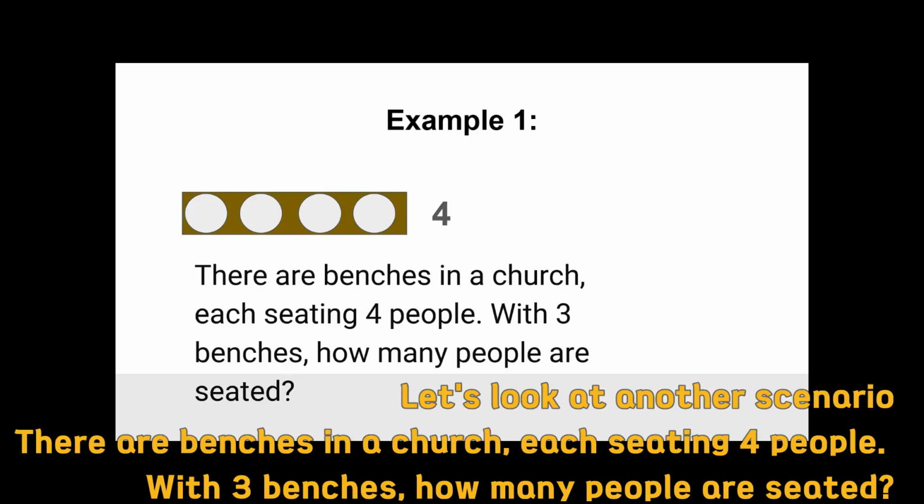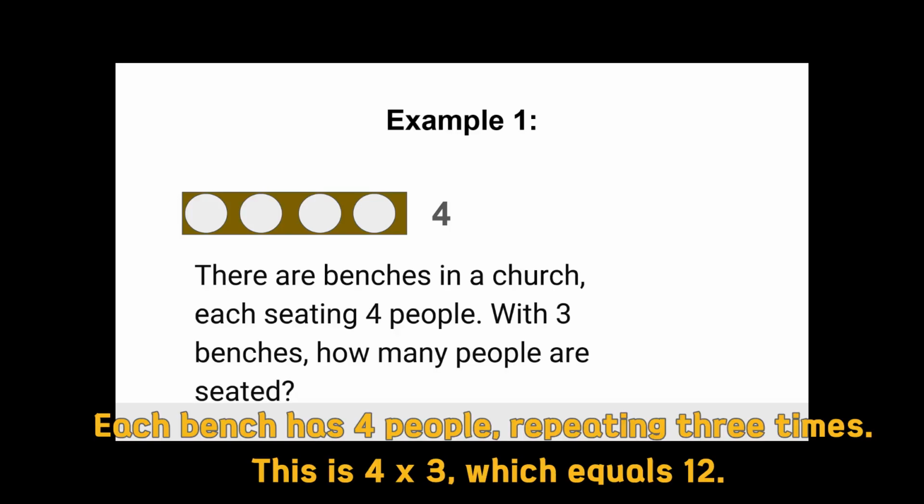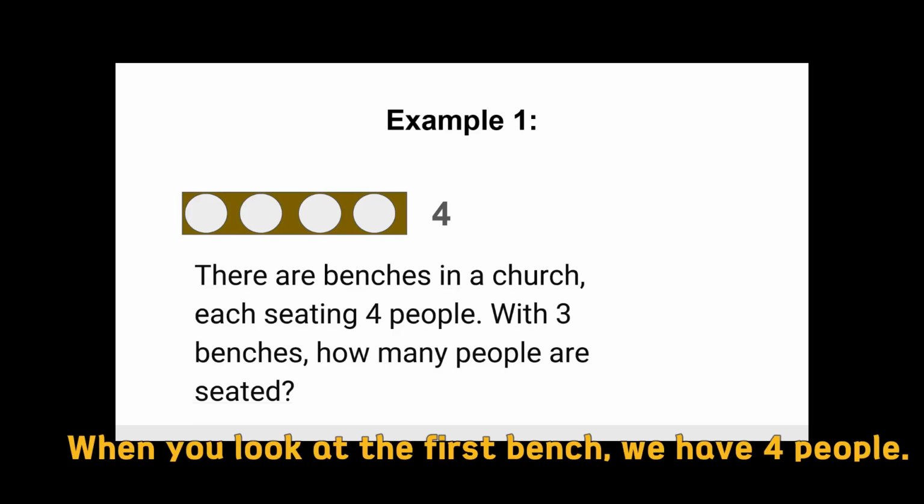There are benches in a church, each sitting 4 people. With 3 benches, how many people are seated? Each bench has 4 people, repeating 3 times. This is 4 times 3, which equals 12.